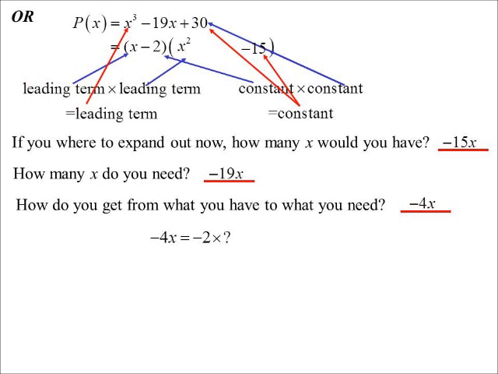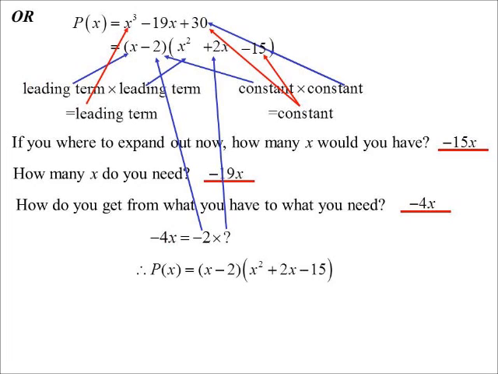So minus 4x equals minus 2 times what? 2. Very good. Okay, so yeah. 2x. And there's our factorisation. And then we've got a quadratic. And quadratics are always easy. What multiplies together to give minus 15, adds together to give 2.